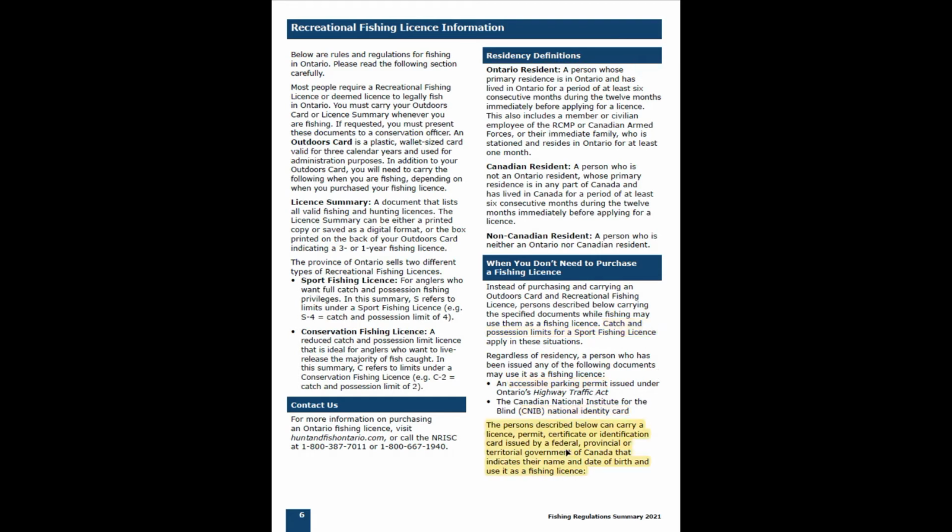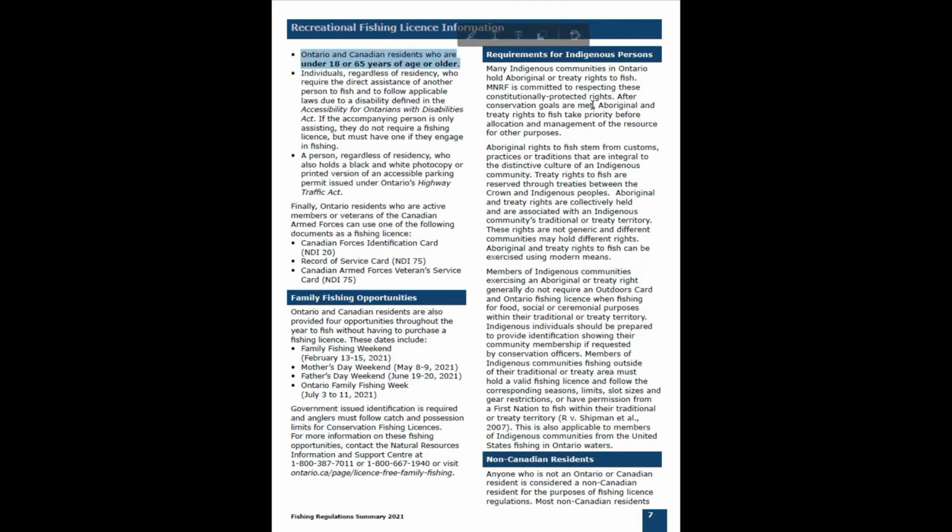The next group of people need to have some type of permit, certificate, or general identification card issued by a government in Canada with their name, date of birth, and fishing license, and you can use that as a fishing license if you are in the following categories. If you are an Ontario or Canadian resident under 18 or older than 65, you just have to prove that that is your age and you do not need a fishing license.